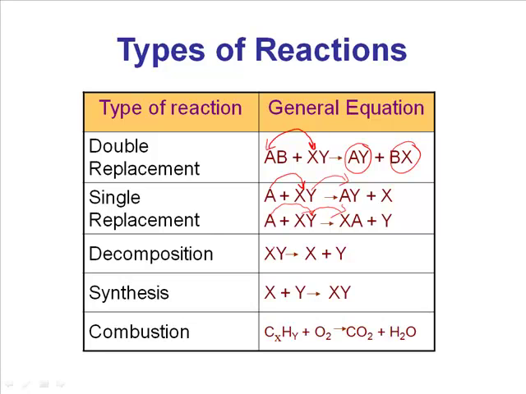In decomposition, again, we have one reactant and it splits apart into many different products. In synthesis, we take many different reactants and we make one product. In combustion, that has to do with hydrocarbons. Okay, again, combustion has to do with the mixing of oxygen, produces carbon dioxide and water, always as a product.